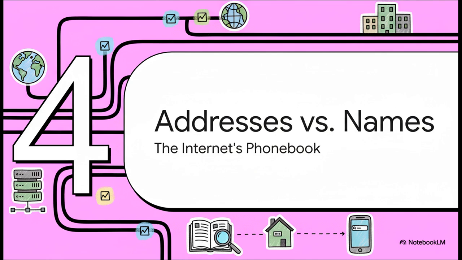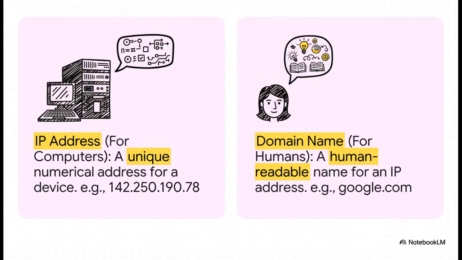Okay, hold on. With billions and billions of devices connected to the internet, how does any packet know the specific address to go to? I mean, that's a lot of mailboxes. This brings us to what is honestly one of the most brilliant solutions on the internet, a massive global phone book. See, every single device on the internet, your phone, your laptop, the server hosting a website, has a unique IP address. It's that long string of numbers you've probably seen before. That's how computers find each other. But let's be real, we humans are terrible at remembering long strings of numbers. That's why we use easy, memorable domain names like google.com.